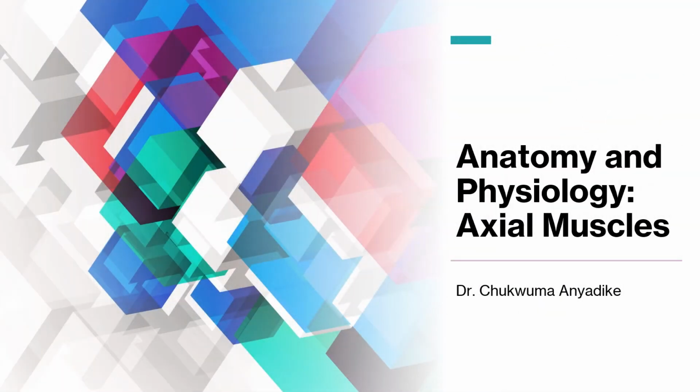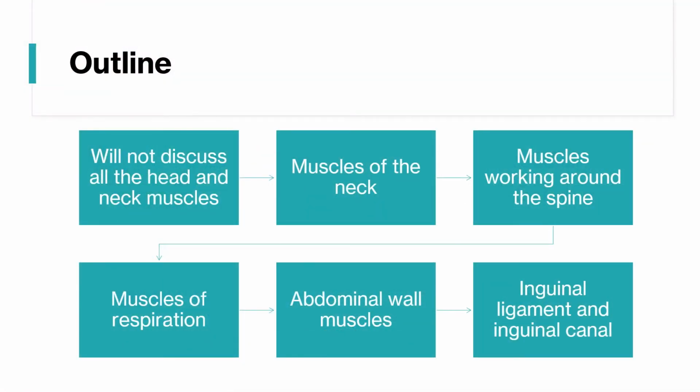Today's lecture in anatomy and physiology focuses on the axial muscles. Here's the outline of what we are going to discuss today. First of all, we will not discuss all the head and neck muscles. It's simply beyond the scope of this discussion. There are quite a few head and neck muscles. However, we will discuss the fundamental muscles of the neck, as well as muscles working around the spine.